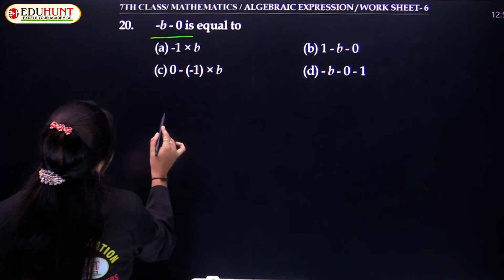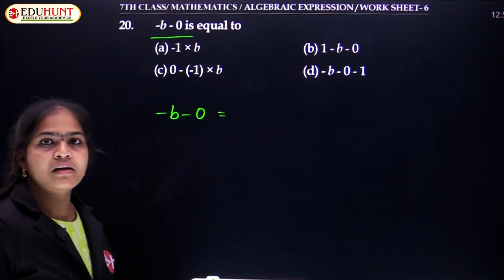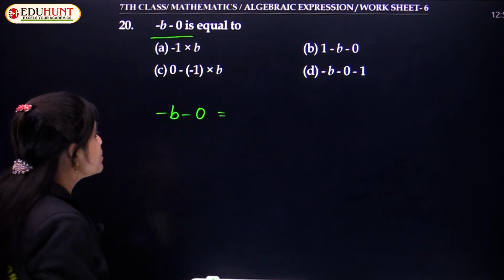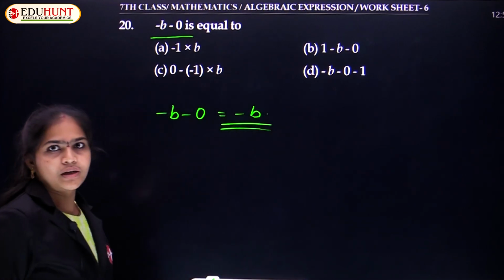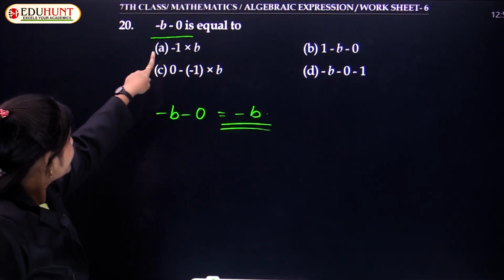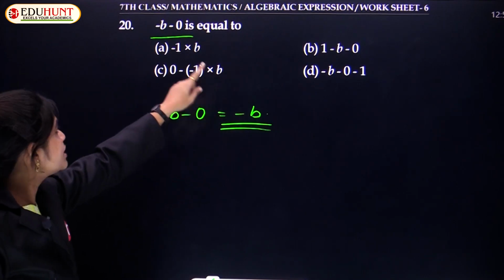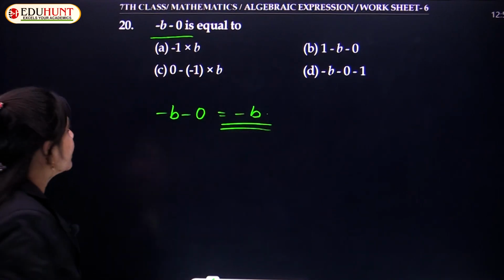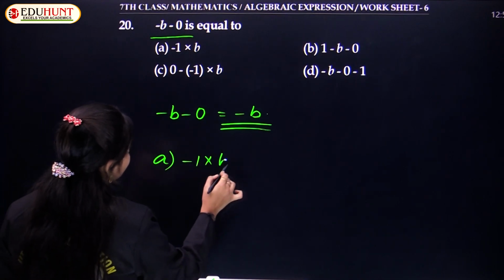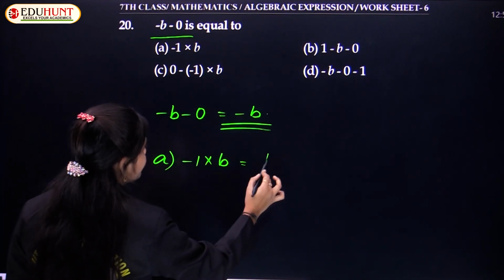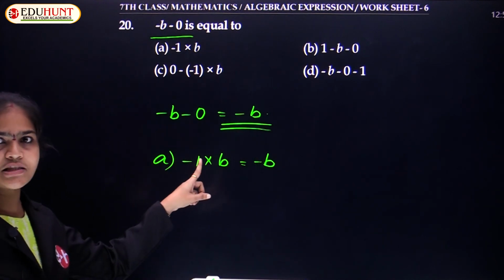Minus b minus 0. What will we get here? Minus 0 means nothing is there, so again we will get minus b only. This is related to which option? The options are given as expressions, so first we have to simplify them. First option, minus 1 into b. We know that 1 into b is b, and here minus is there, so minus b. Option A is satisfying here.